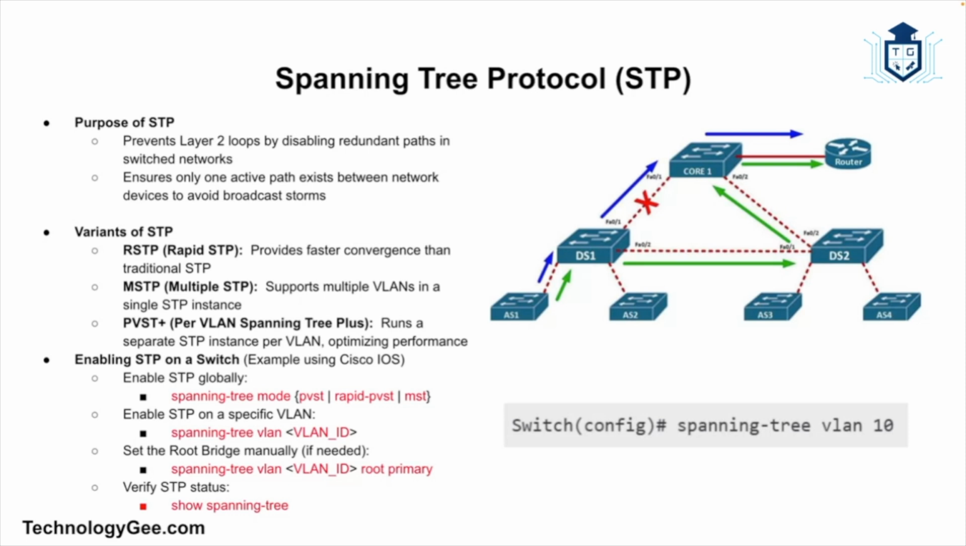And some variants include the following. So you have what is called RSTP, or rapid STP, and this is for faster convergence. You have what is called MSTP, or multiple STP, and this is for multiple VLANs. And you have what is called PVST+, or per VLAN spanning tree plus, and this is for VLAN-specific STP. And once again, if you want to enable STP on a switch, you would type in a command that looks like this right here.